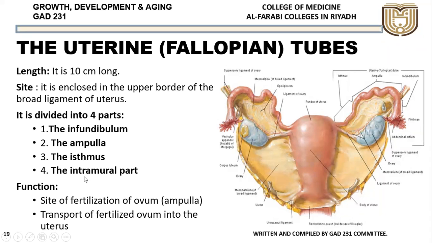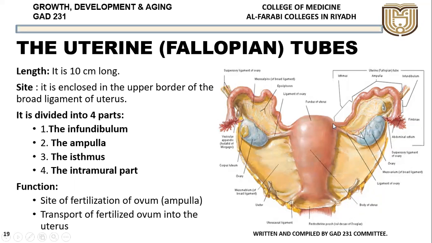It has 4 parts. This is called the infundibulum. Then we have the largest part called the ampullary part, where the fertilization takes place. Then we have the isthmus. Isthmus means narrow, but this is not the narrowest part, because the narrowest part will be the intramural part, which is within here, very short. Intramural means inside the muscle.